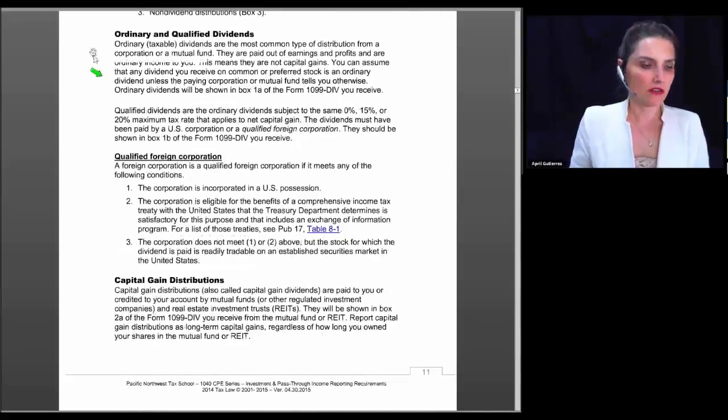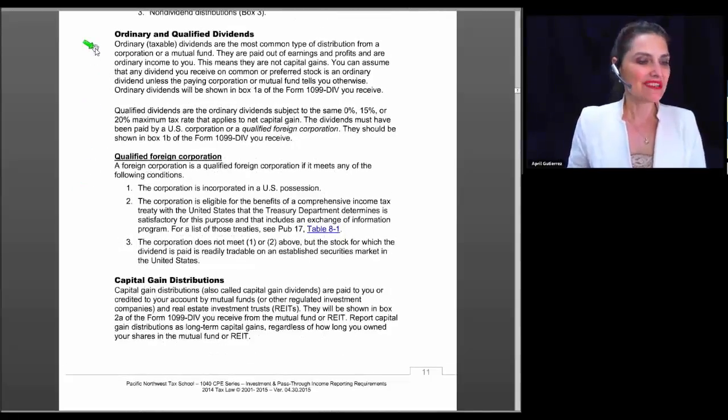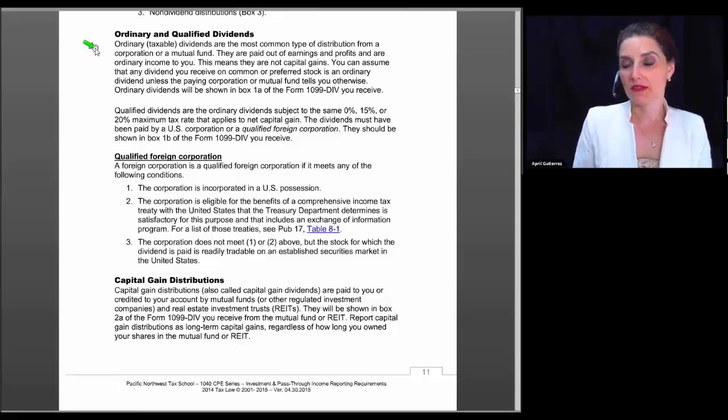And we're going to talk about each of those in turn now. Firstly, ordinary and qualified dividends. Ordinary dividends are the most common type of distribution from a corporation or mutual fund, and they are paid out of the earnings and profits, and they are ordinary income to you. They are taxed at ordinary rates just as interest income is.